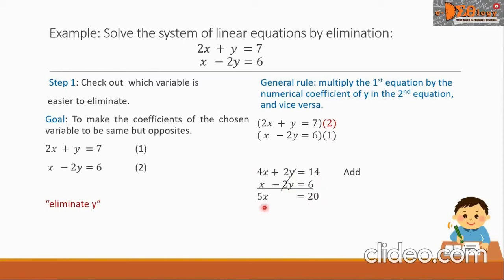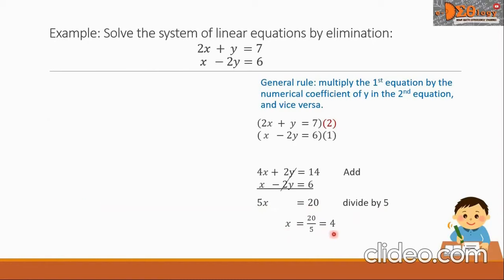Now let us solve for x. Let us divide this equation by the coefficient of x, which is 5. If we divide this equation by 5, the coefficient of x will be 1, which means we can simply copy the x down here, and on the right side, we have 20 divided by 5. And simplifying this, the quotient is 4. So we have a value of x as 4.